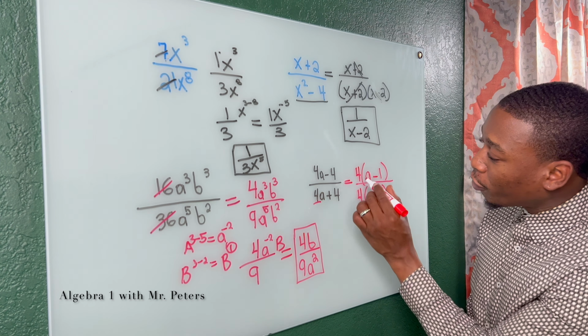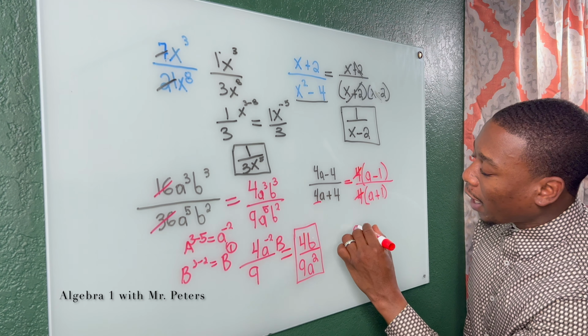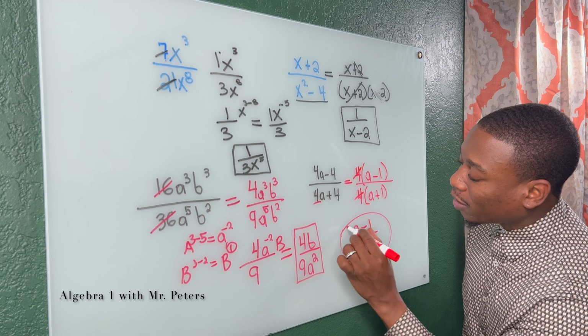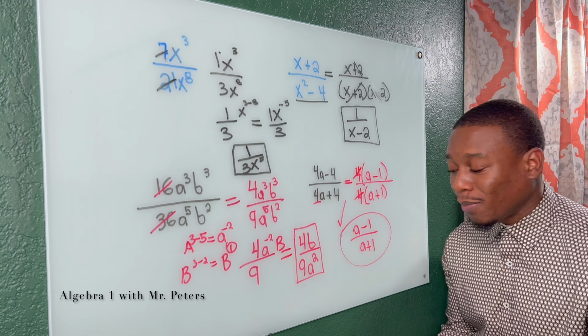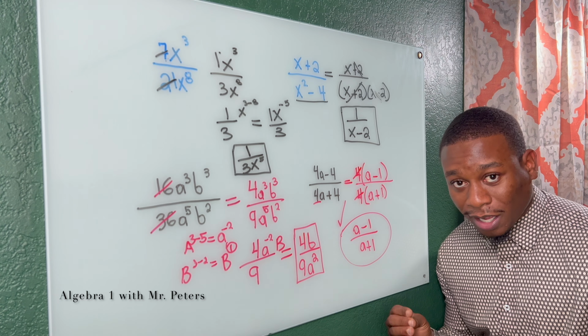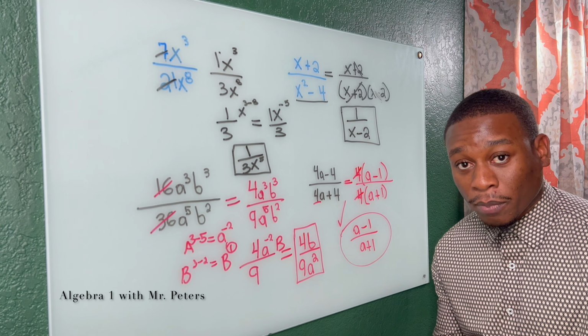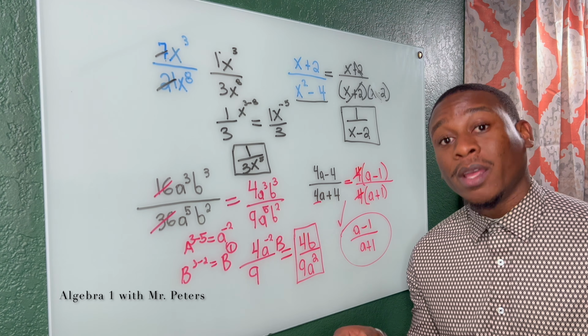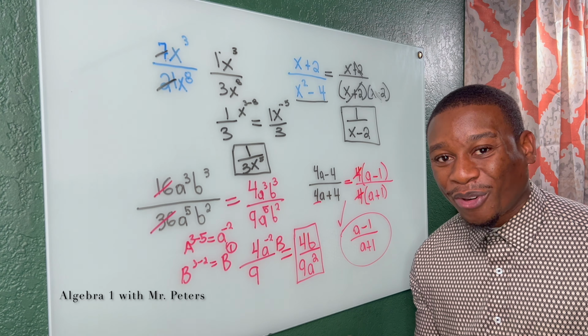We could cancel out the 4's, but the a minus 1 over a plus 1 has to stay the same, or stay there, I should say, because the signs are different. We can't cancel them because they're not exactly the same. But before we go, we're going to do these last two problems where we're combining algebraic expressions with different denominators.